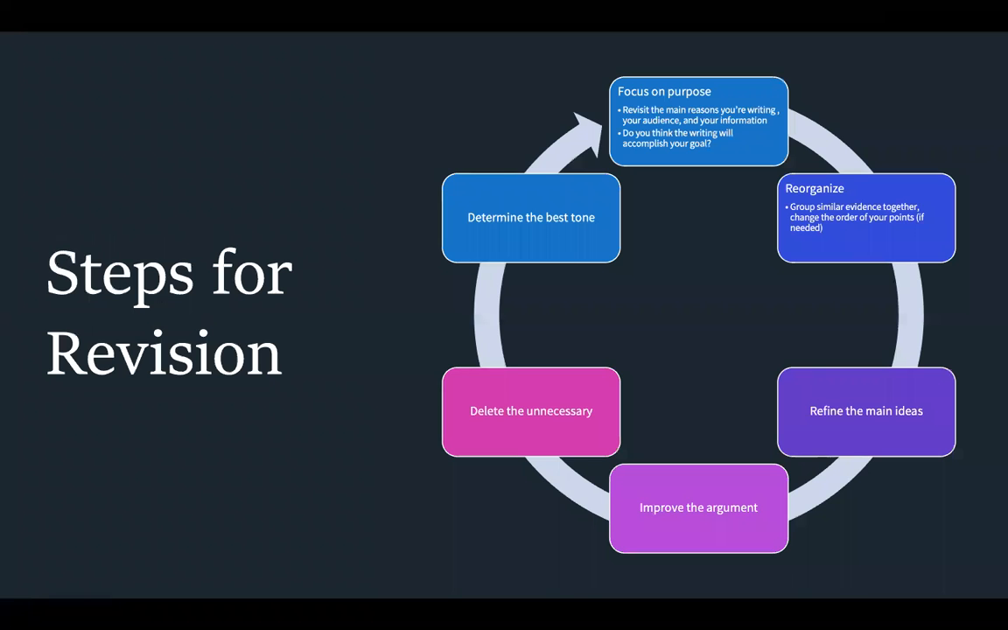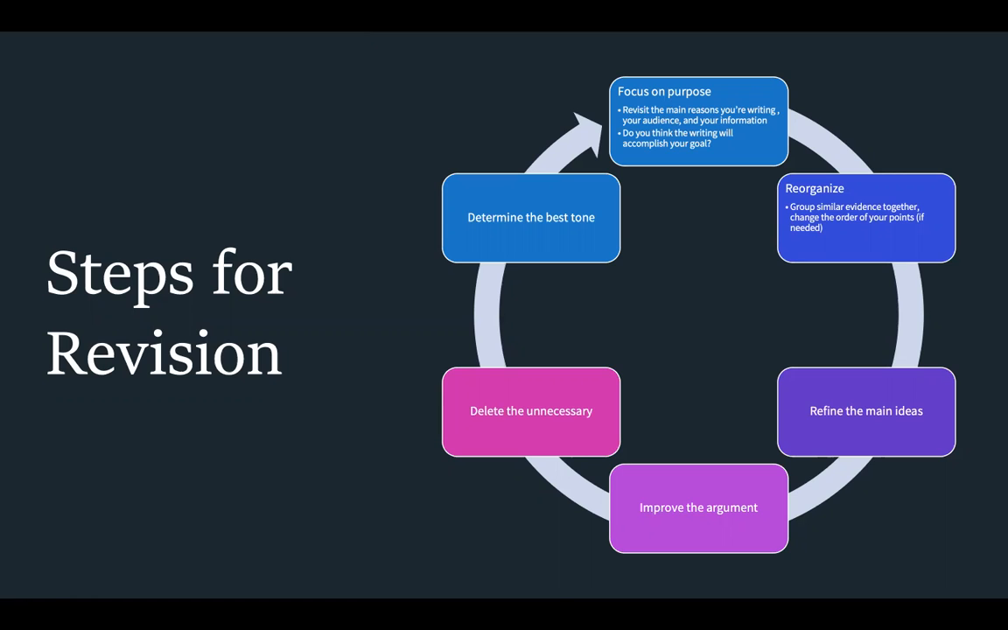Now, when we're talking about revising our own work, the first thing we want to do at the top of the circle there is focus on the purpose. Revisit the main reasons you're writing, revisit your audience, and revisit your information. Think about all that stuff. Is what you're actually putting out there meeting the needs of your purpose? Do you think that the writing will actually accomplish your goal? If not, you need to reorganize.